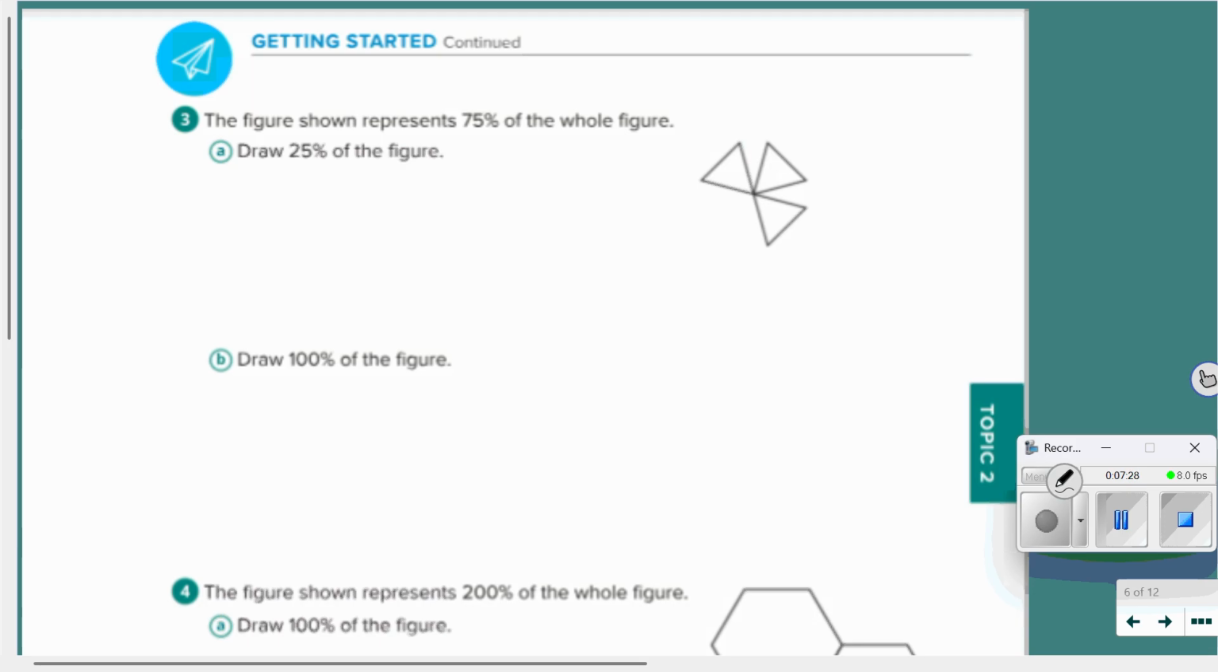Right, but what is my figure showing me? 3 triangles for 75%, yes? And my question is asking me for 25%. So what am I going to do? Just tell me. Divide by 3. So 3 divided by 3 is?